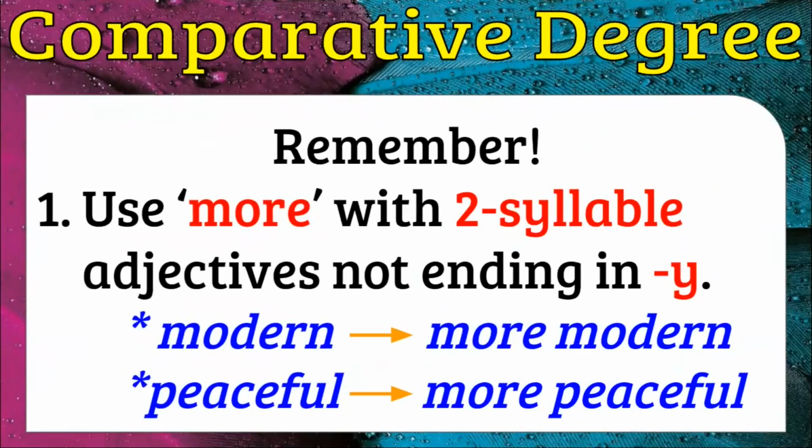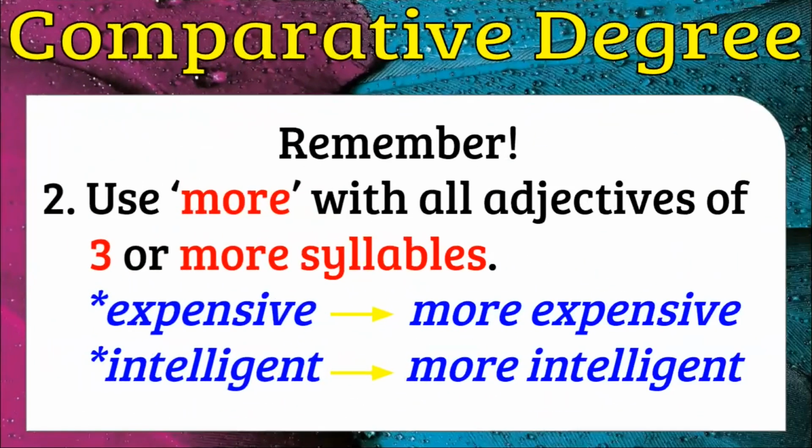Remember, use more with two-syllable adjectives not ending in Y. For example, modern, it becomes more modern. Peaceful, it becomes more peaceful. Use more with all adjectives of 3 or more syllables. For example, expensive, it becomes more expensive. Intelligent, it becomes more intelligent.